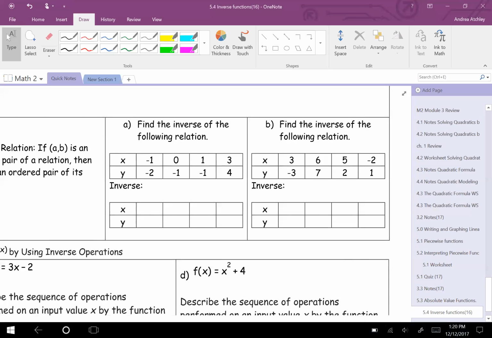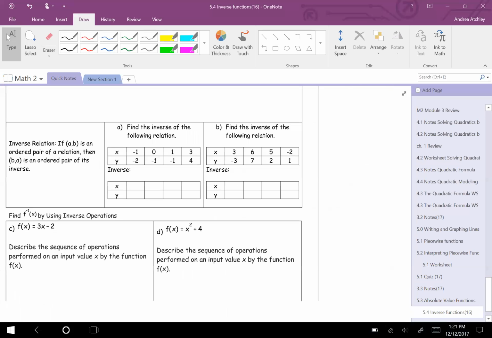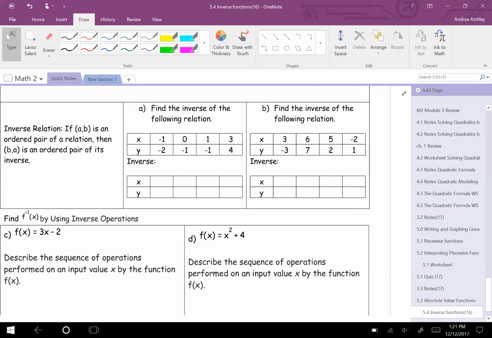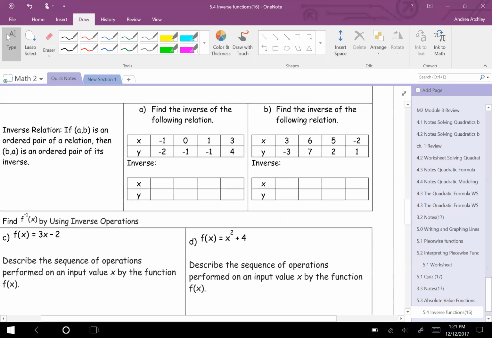Okay. So inverse functions are the same thing, but it's two equations that are opposites or inverses of each other, that undo each other. If you're just given ordered pairs, like we are at the very beginning, an inverse relation, a relation is just a set of ordered pairs. If (a, b) is an ordered pair of a relation, then its inverse is (b, a). Okay, so all it means is that the a and the b, the x and the y values switch.